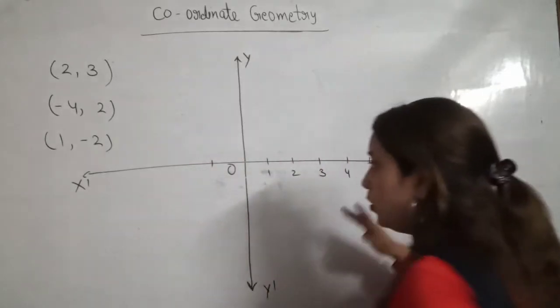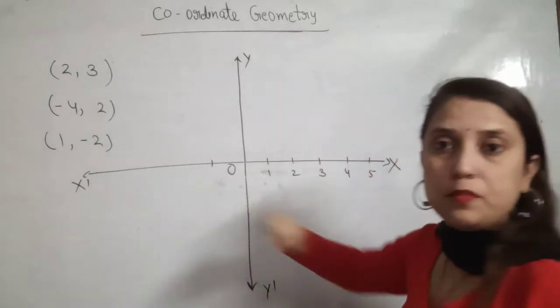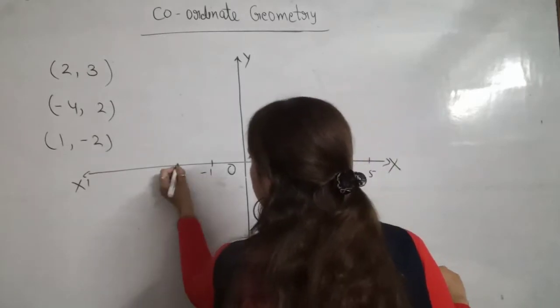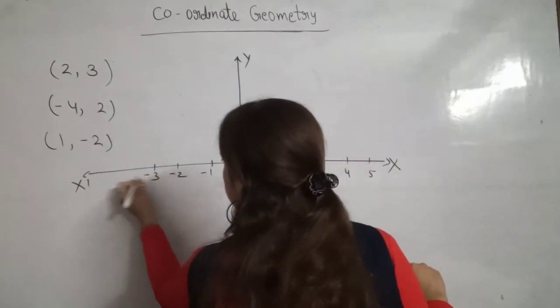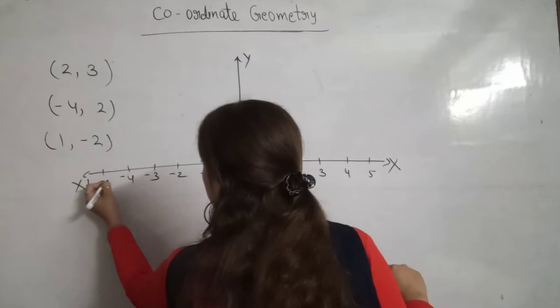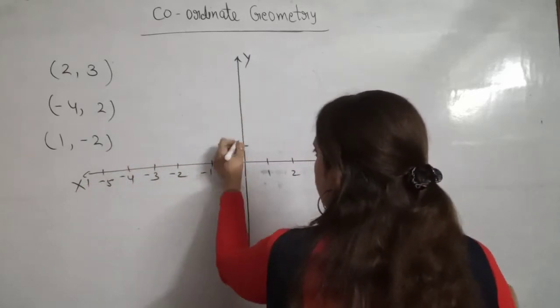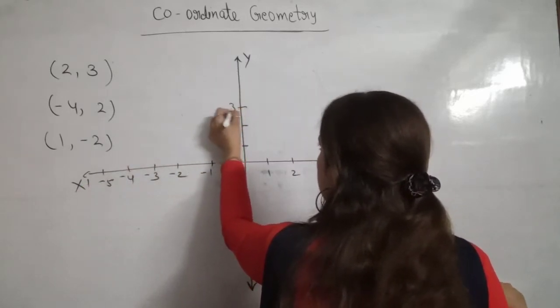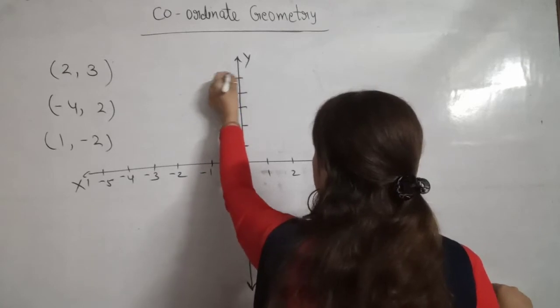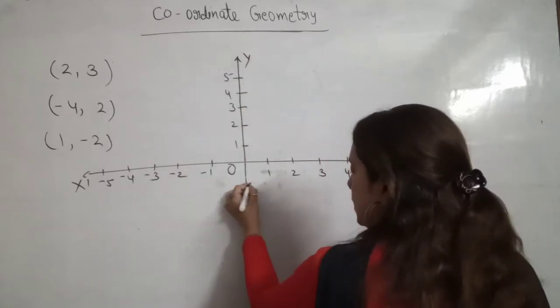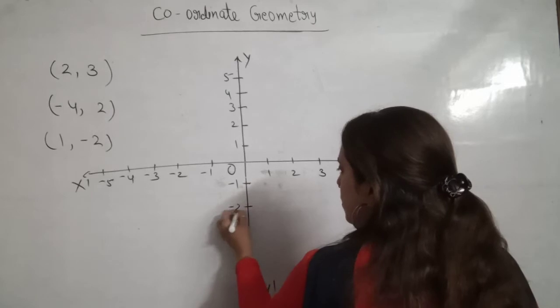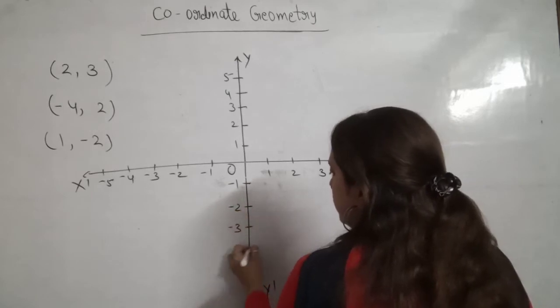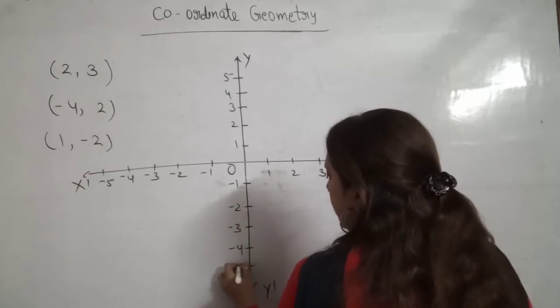When we go on the left hand side, it will be negative. Minus 1, minus 2, minus 3, minus 4, minus 5. Up: 1, 2, 3, 4, 5. When down, it will be negative. Minus 1, minus 2, minus 3, minus 4, minus 5.